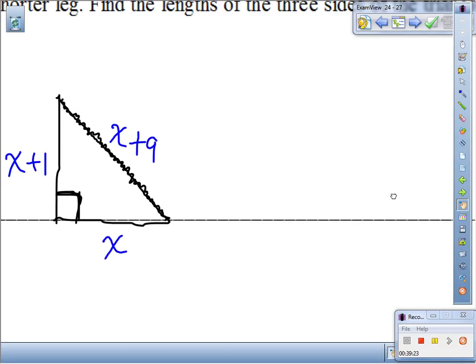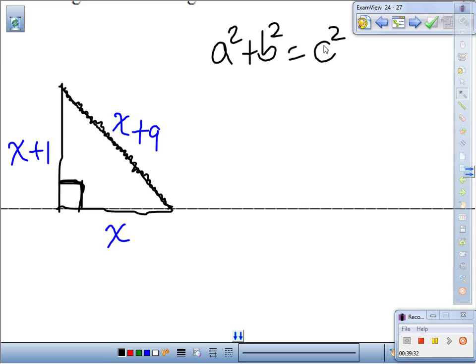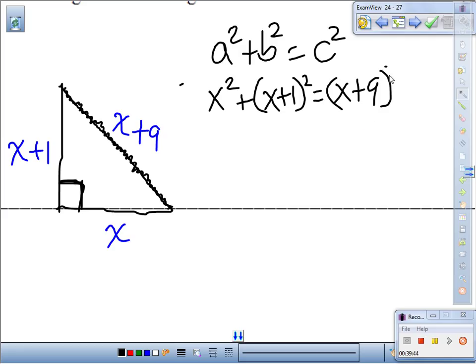So how do we find the missing length of a right triangle? We use the Pythagorean theorem, which is a squared plus b squared equals c squared. A, we're going to use x squared plus, what is b? This one, which is parentheses x plus 1 squared. And what is c? X plus 9 squared. All right. X plus 1 squared is the same as writing x plus 1 times x plus 1.